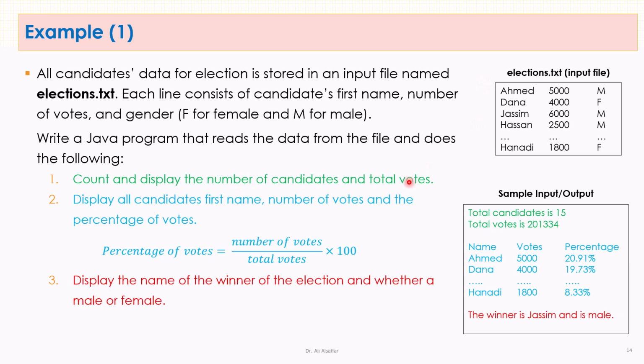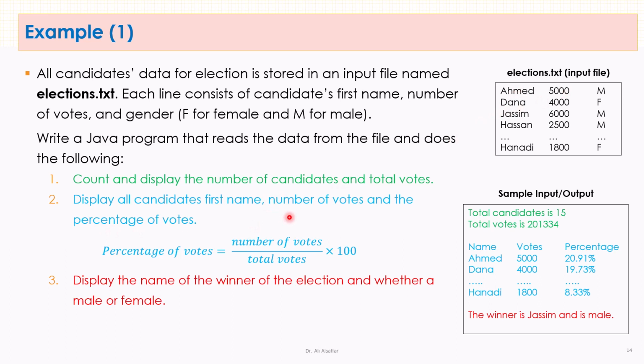We have already done this with Sentinel controlled while loop. We go over the data, we count, and at the same time, we find the total. So to do the first part, we don't need arrays. Let us read the second part. In the second part, it says display all candidates' first name, number of votes, and the percentage of votes. Now displaying the name and number of votes is not a problem. While reading, you can display them.